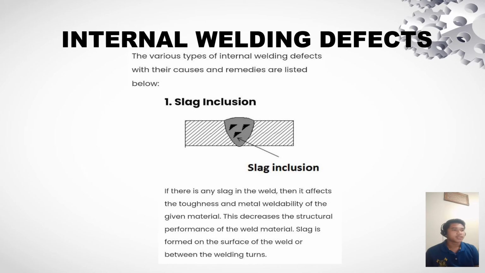Yang pertama, slack inclusion. If there is any slack in the weld, then it affects the toughness and metal weldability of the given material. This decreases the structural performance of the weld material. Slack is formed on the surface of the weld or between the welding turns.